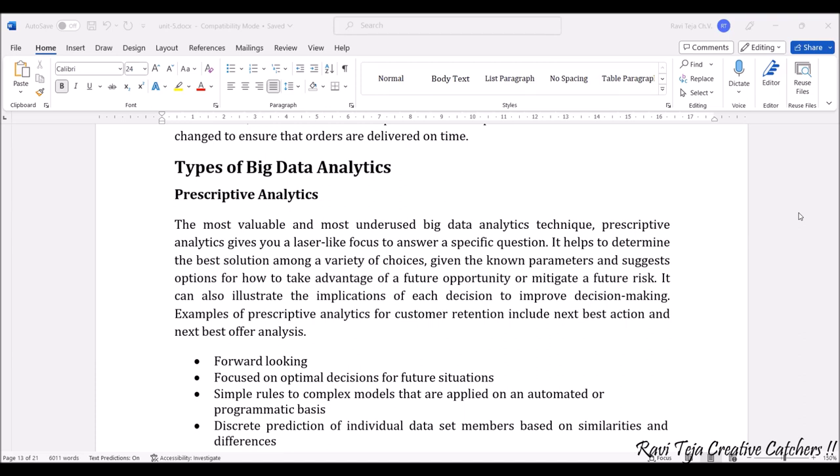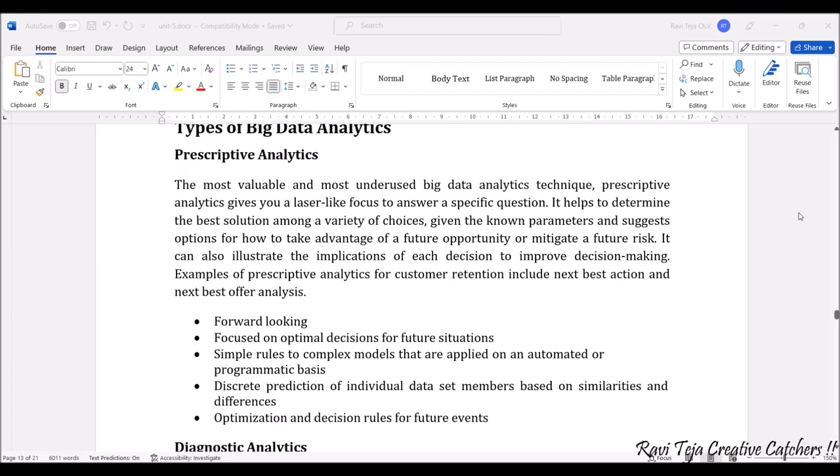Coming to the types of big data analytics, the first one is prescriptive analytics. Under prescriptive analytics, we have forward looking, focused on optimal decisions for future situations, simple rules to complex models that are applied on an automated or programmatic basis, discrete prediction of individual data set members based on similarities and differences, optimization and decision rules for future events.